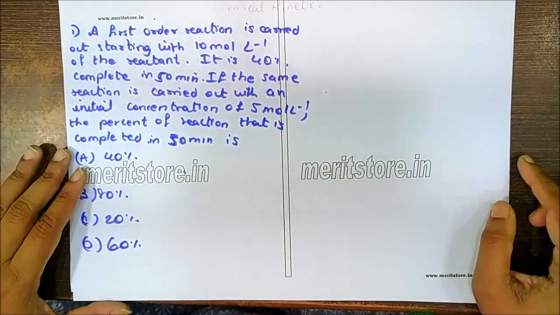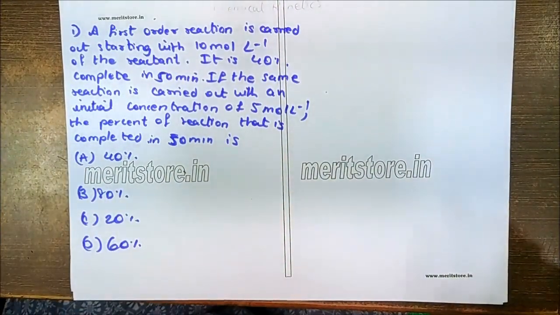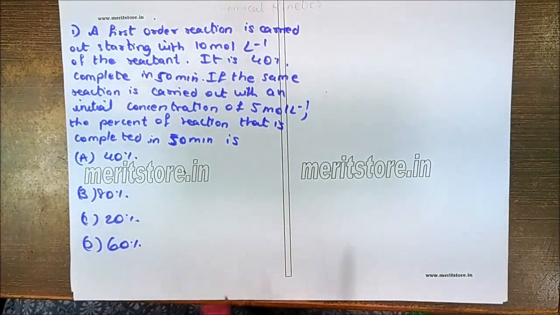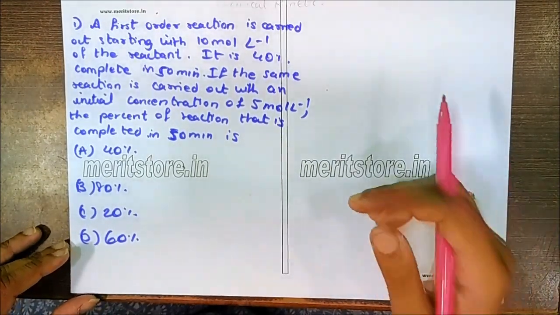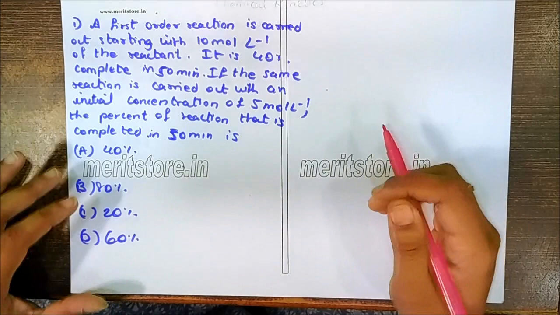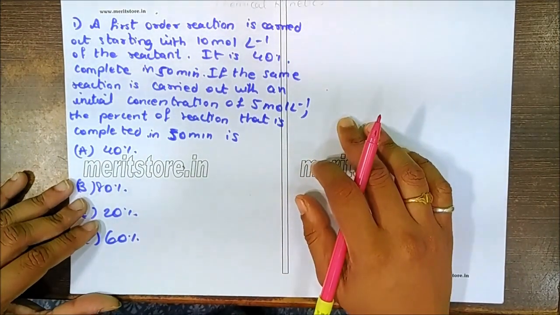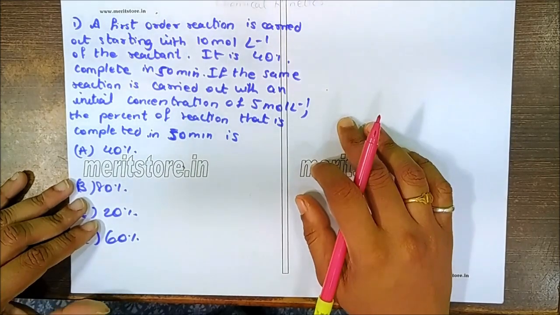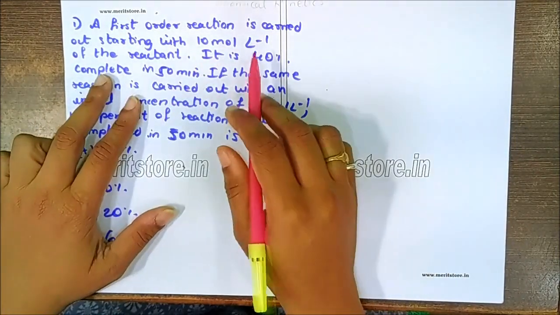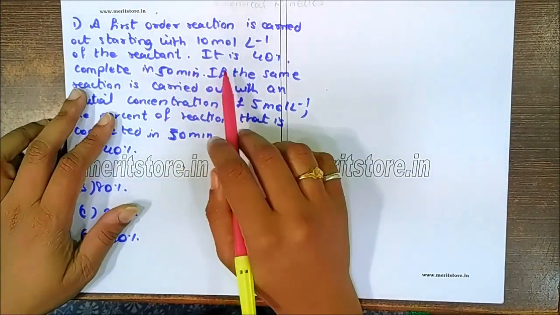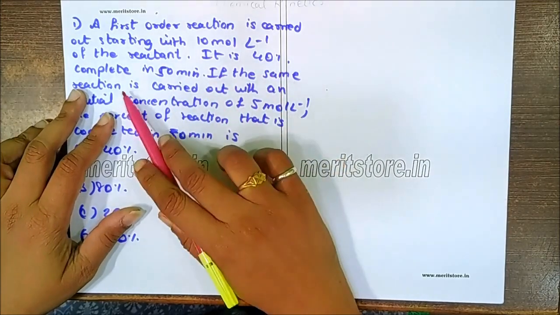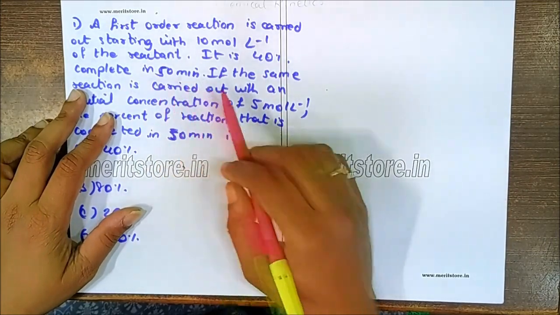Let us discuss some of the MCQs related to chemical kinetics and general principles and techniques in the extraction of the elements. Now, first question, this is related to the kinetics. A first order reaction is carried out starting with 10 mole per liter of the reactant, and it is 40% complete in 50 minutes.